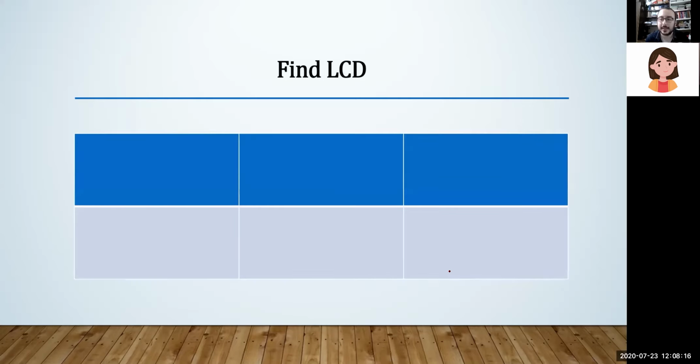Find the LCD. Let's do an exercise here about LCD. If you have this equation, x over 2 equals x over 3.